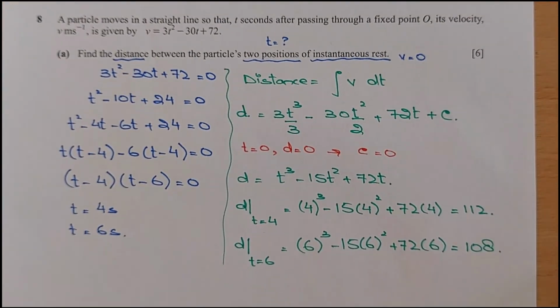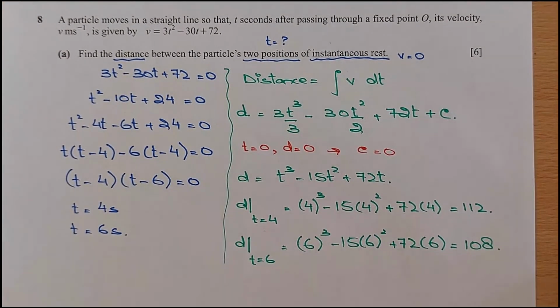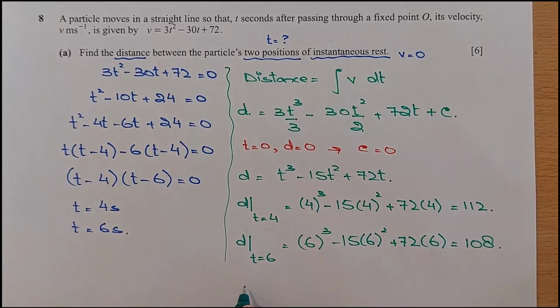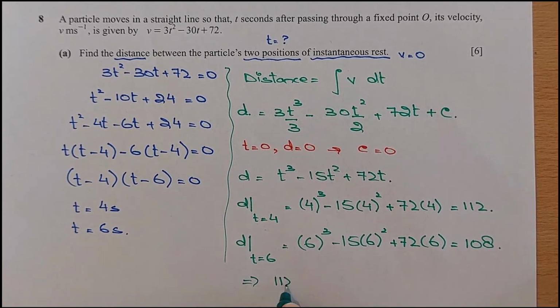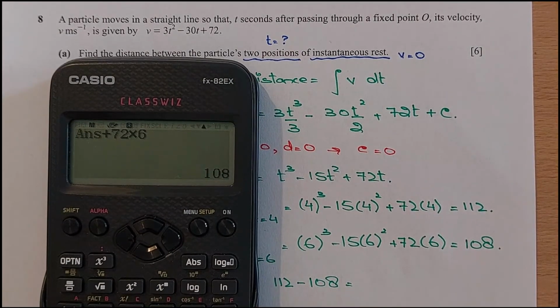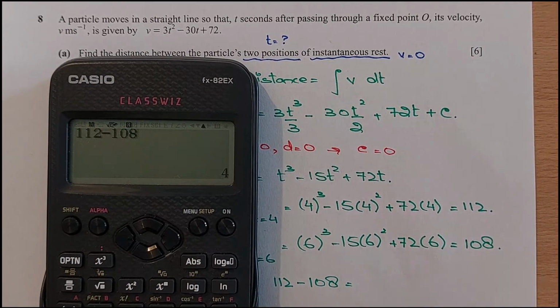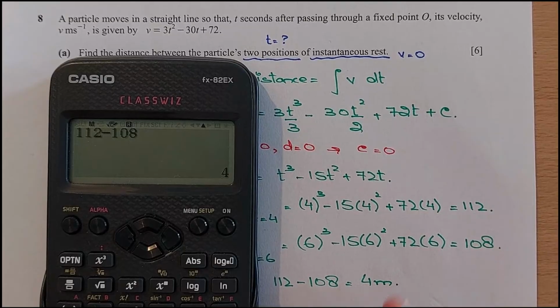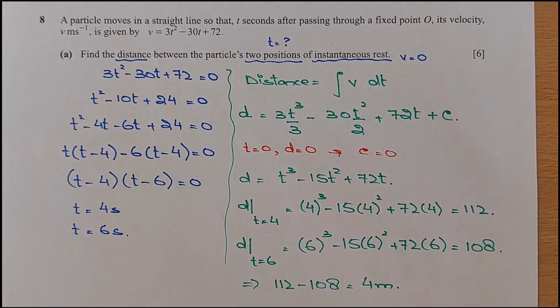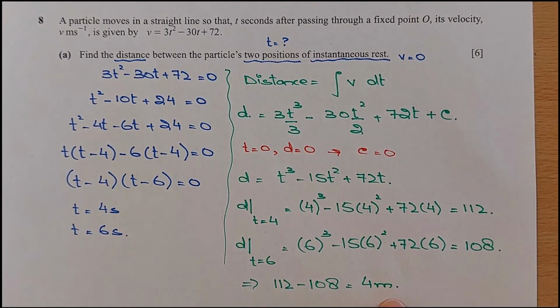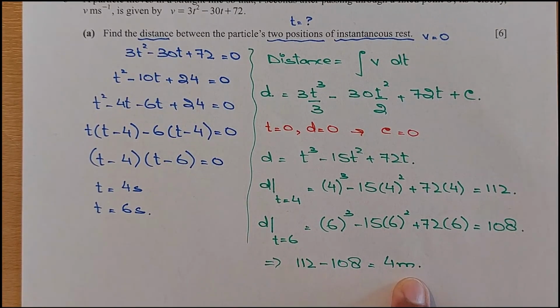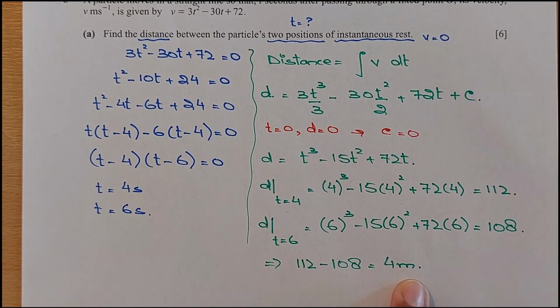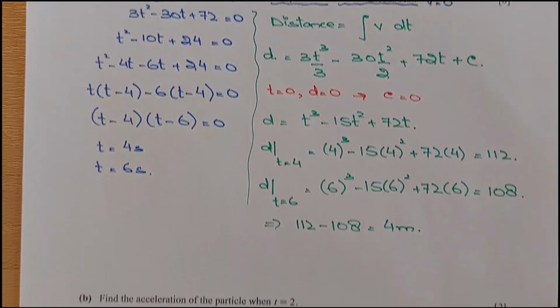Now let me find the distance between the particle's two positions of instantaneous rest. Distance between means we need to find the difference of the two distances. So 112 minus 108, that is 4 meters, because velocity is in meters per second, so the unit is meters. So 4 meters is the distance between the particle's two positions of instantaneous rest.